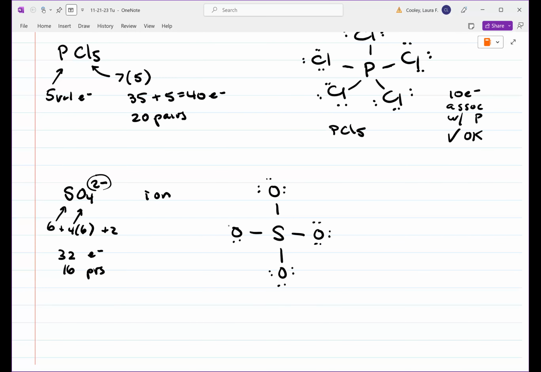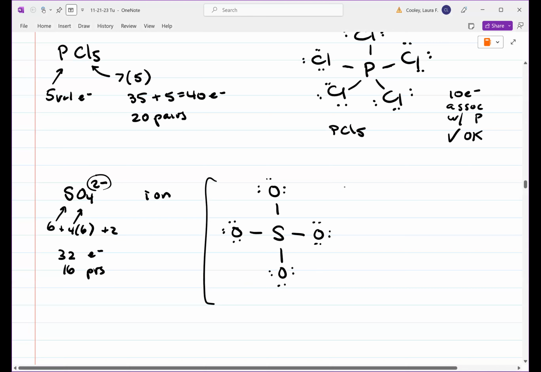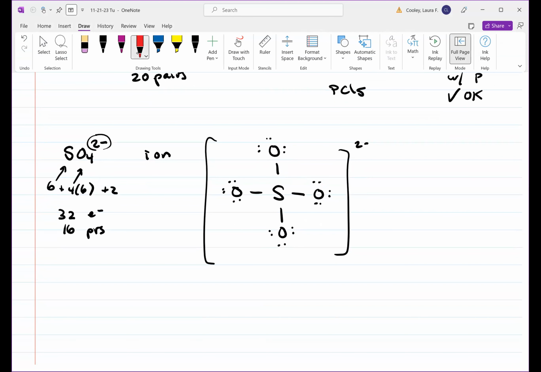I can see my computer is going to do something now. Okay. And this is the Lewis structure that we came up with last time. I'm going to put a 2 negative here because I really should. You always should bracket your Lewis structures of ions. But now let's calculate the formal charges on these atoms.